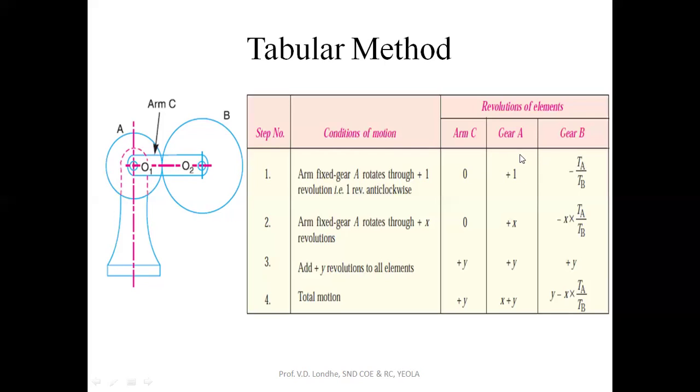If you give clockwise motion to A, then B will move in the anti-clockwise sense, and anti-clockwise rotation is minus. So it will be minus the number of teeth on A to the number of teeth on B. Here the speed ratio is directly proportional to the PCD, and PCD is directly proportional to the number of teeth. PCD is nothing but pitch circle diameter. The sense of rotation of gear B will be anti-clockwise, so the minus sign is given here.